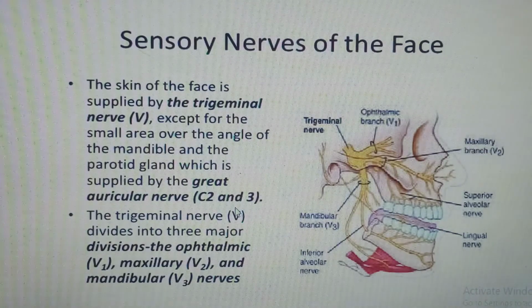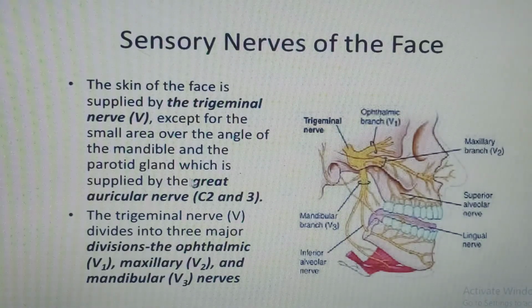Apart from the autonomic innervation, the parotid gland, the skin around the area, as well as even its fascia, will receive some supply from what we call the great auricular nerve. Now remember that the face will be generally supplied by what we call the trigeminal nerve. Okay, trigeminal nerve, very important.